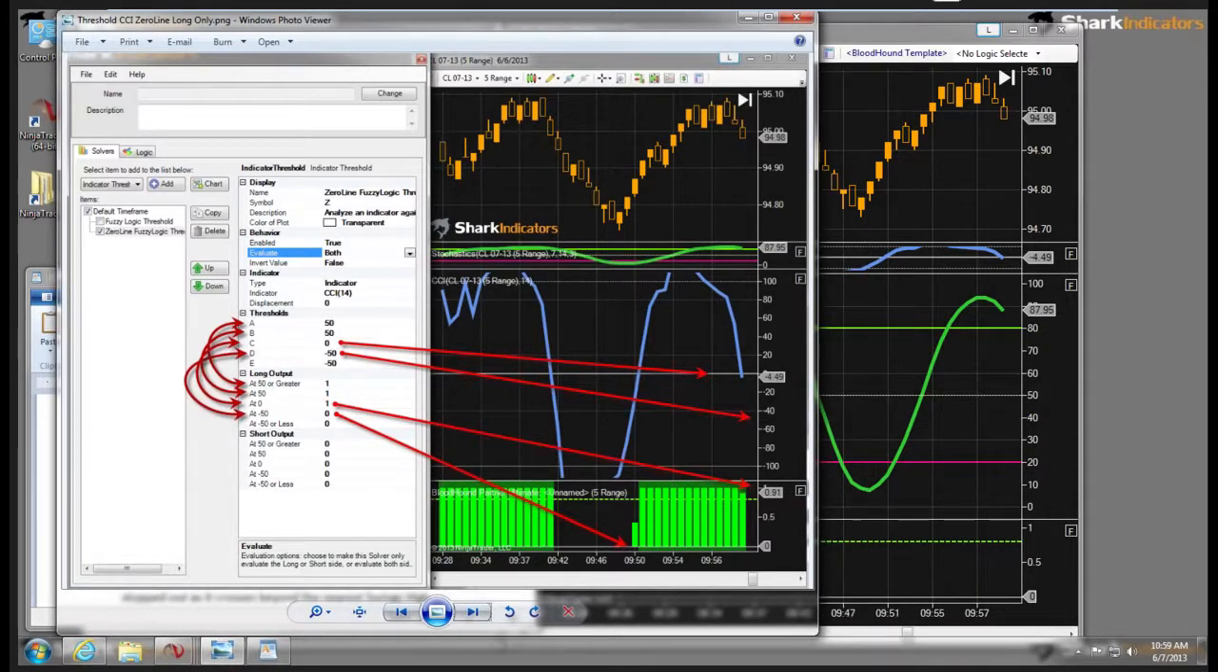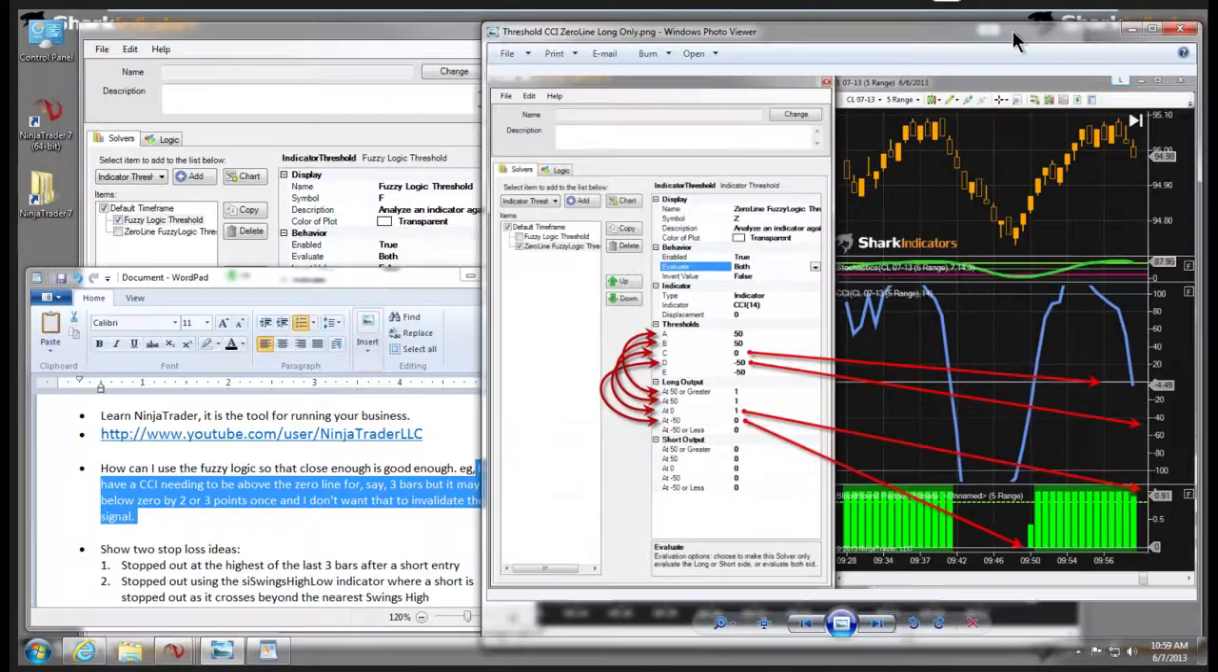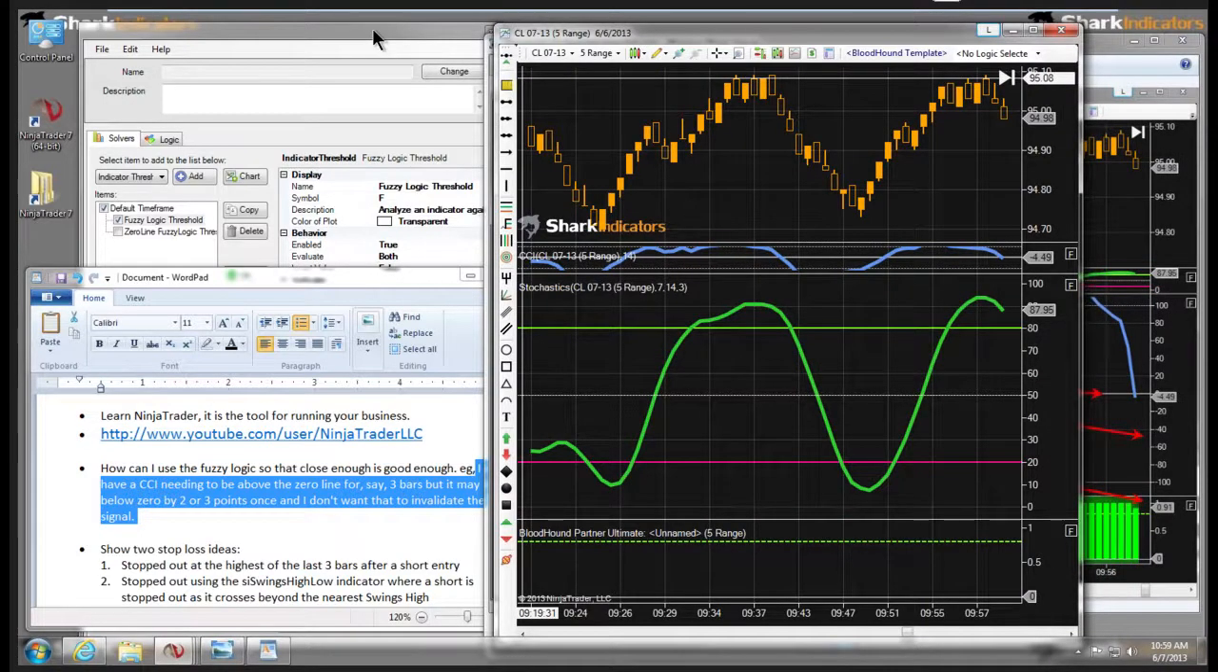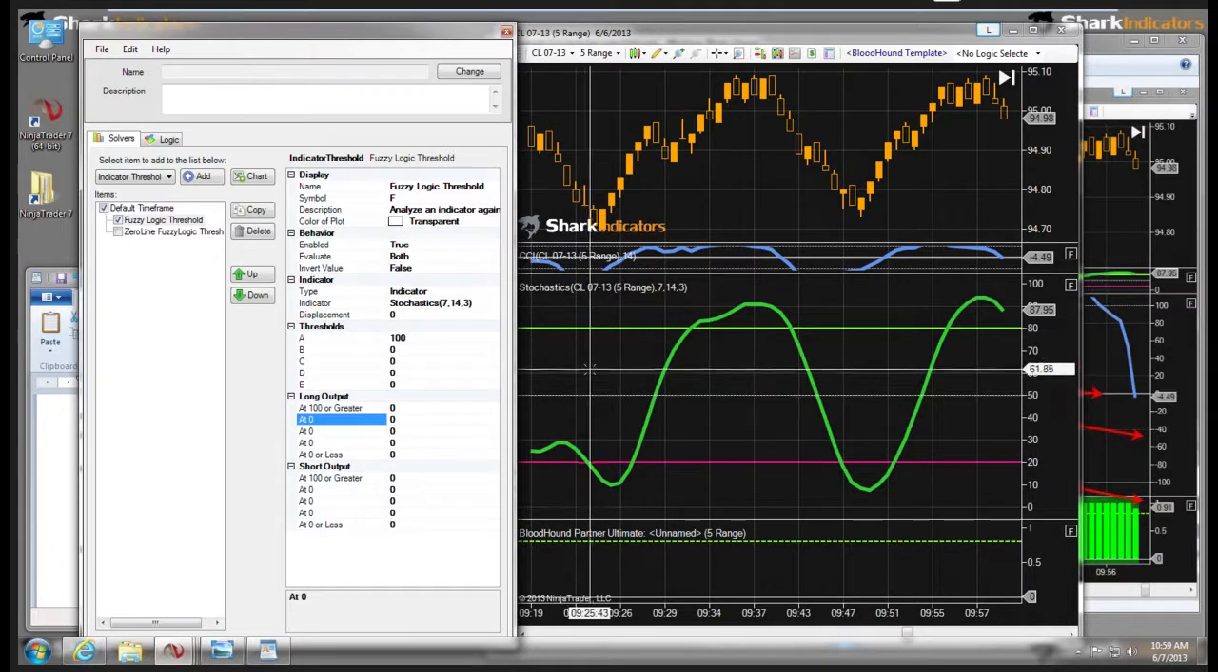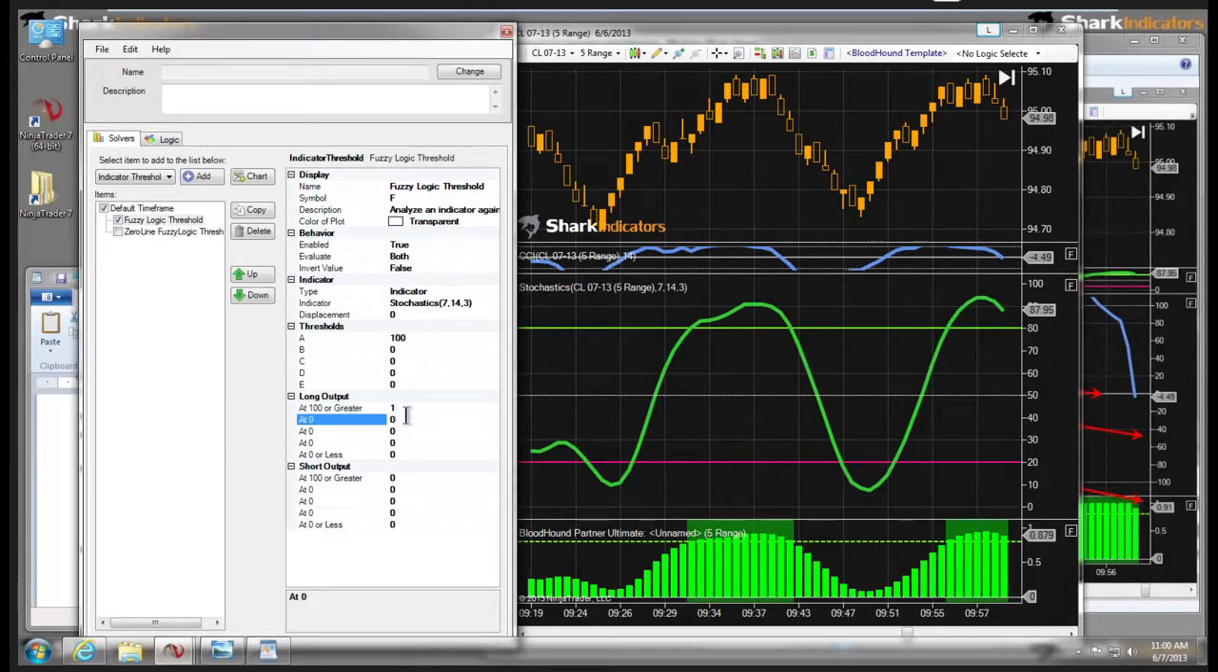So I think next I'll move over to the chart and show it on the chart here. I've got the threshold solver with the stochastic indicator selected, and you can see I've got my thresholds in here, and there's no outputs. Just remember the threshold solver is the one solver that doesn't have any default outputs predefined, so you do have to go in here and specify an output that you want. If I put a 1 in here, basically that's going to mimic the screenshot that I just showed you.